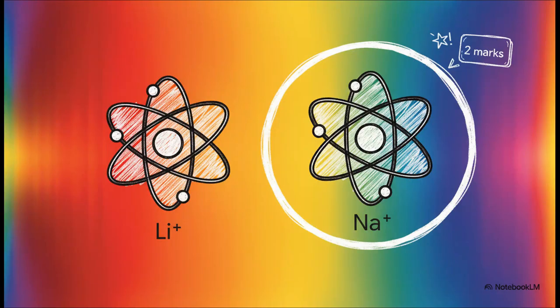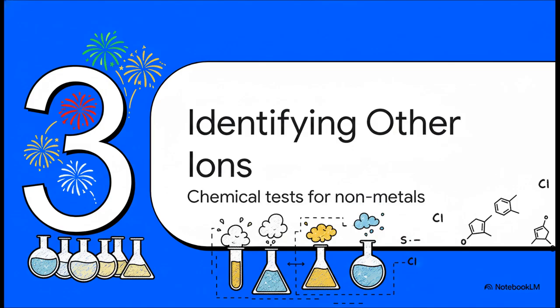And so, based on our detective work, we know for a fact that the 2 metal ions in our firework mixture are lithium and sodium. That's a solid, evidence-based answer for a clean 2 marks. Fantastic. We've totally nailed the metal ions. But you know, fireworks aren't just metals. So now, the question shifts gears. We're on to identifying other ions, specifically non-metals, using different kinds of chemical tests.